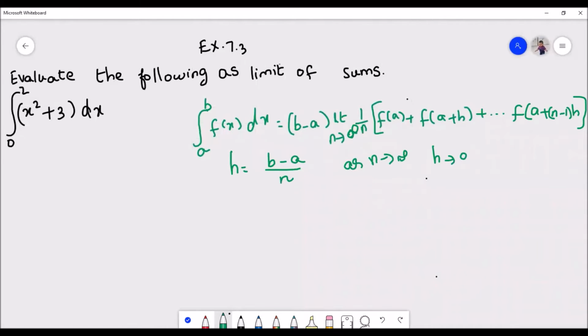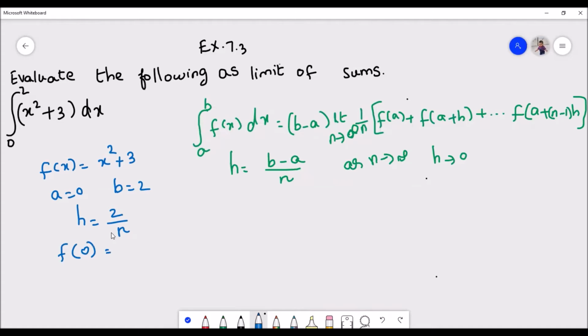So to use this formula, let us first calculate what we need. For this problem, our f of x is x square plus 3, and the a value is 0, b value is 2. Therefore, h will be b minus a by n, which is 2 by n. Now, what is f of a? f of a is f of 0. F of x is x square plus 3, so f of 0 is 0 square plus 3, which is 3.